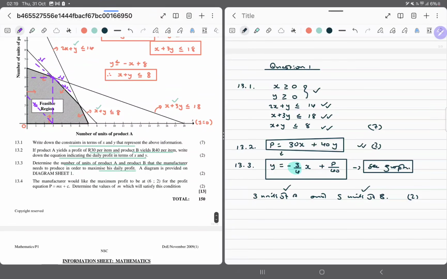Okay, let's do the last question quickly. It says now the manufacturer would like the maximum profit to be at 6 and 2. So what does that mean? Where is that? So there is 6 and 2. So this is the point. Now at 6 and 2, okay.